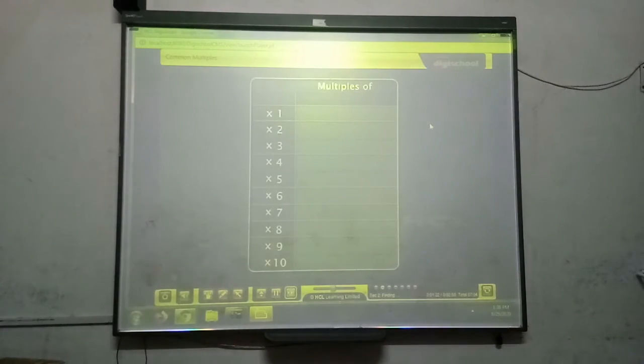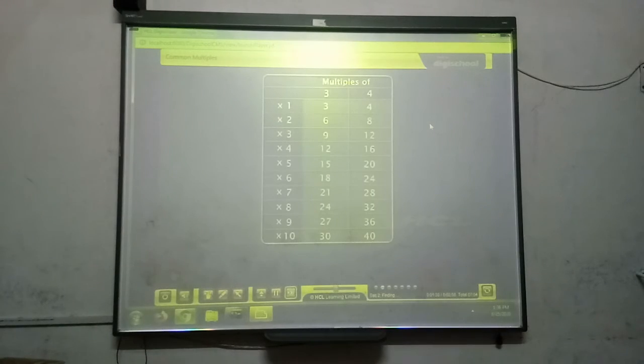Now, let's see the first 10 multiples of the number 3. Next, we list the first 10 multiples of the number 4. Now, compare the multiples of 3 and 4. Is there any number that is a multiple of both 3 and 4?